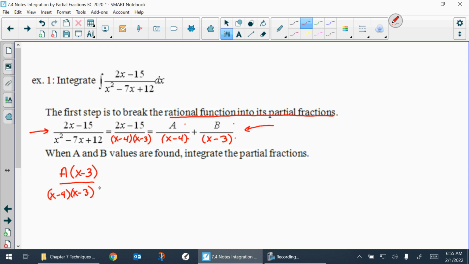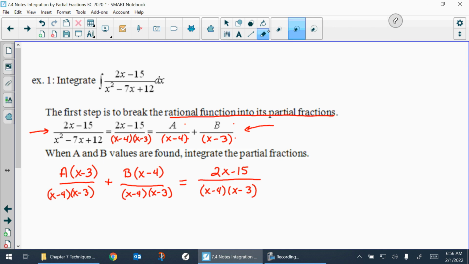I hope you're doing this in something that can be erased. Plus B. And then multiply top and bottom here by x minus 4. We have x minus 4, x minus 3. And that is equal to 2x minus 15 over this x minus 4 times x minus 3. I'm never going to write it like this again. I have worked to get the common denominator.